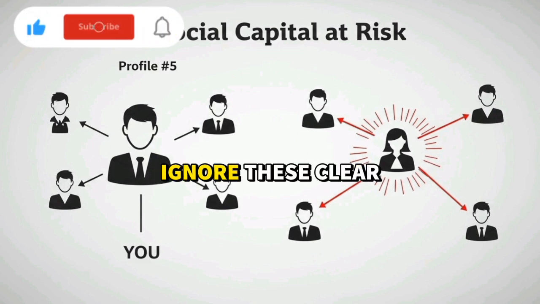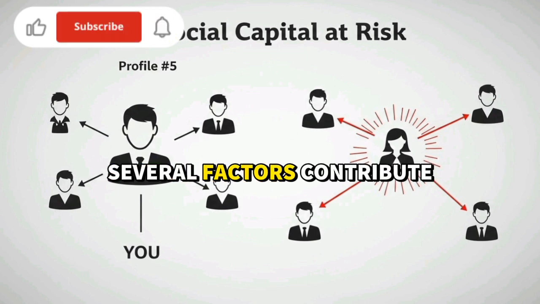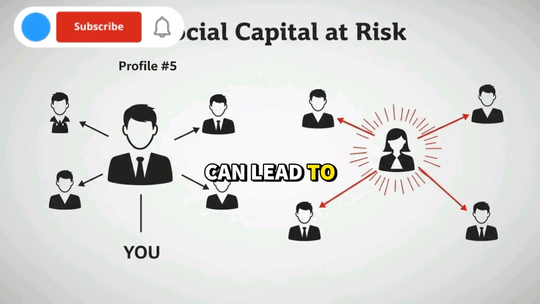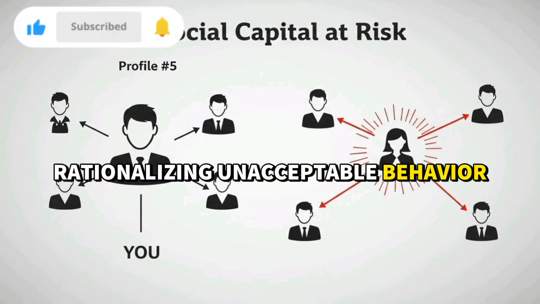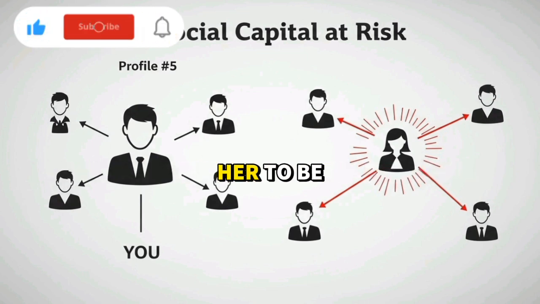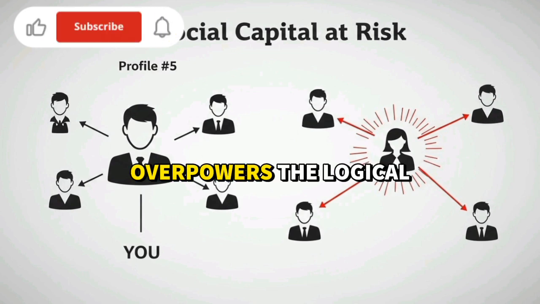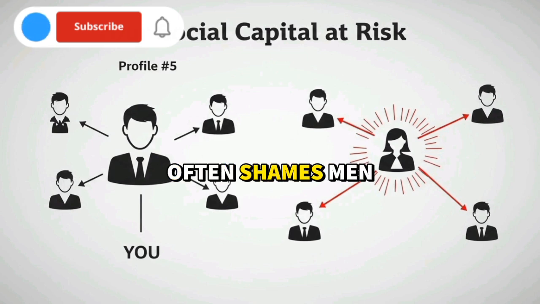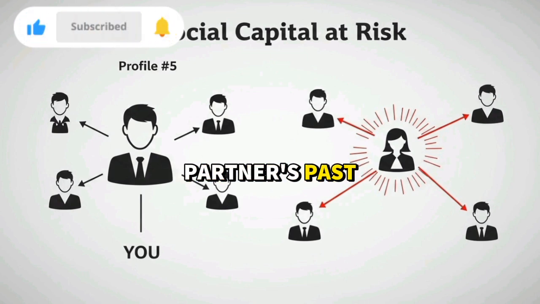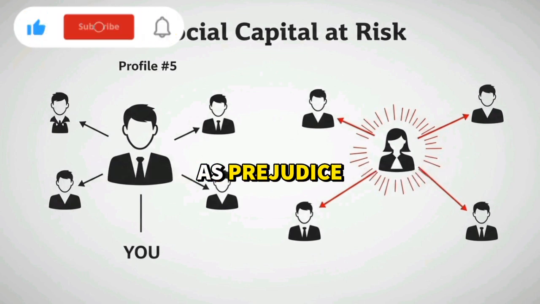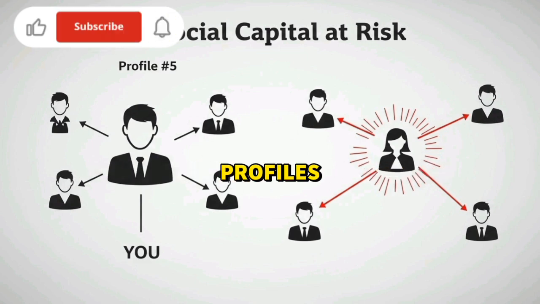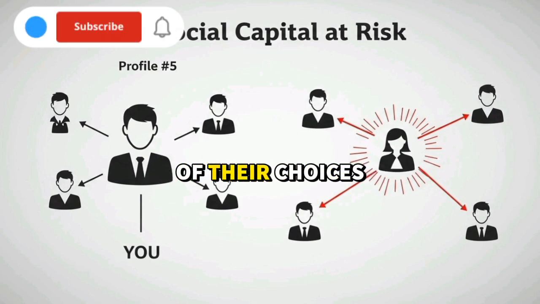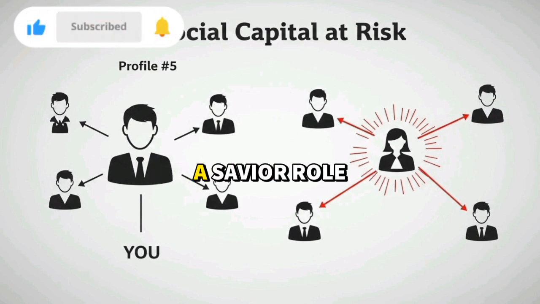Why do individuals ignore these clear indicators? Several factors contribute. Sexual scarcity mindset. Fear of losing access can lead to rationalizing unacceptable behavior. Optimistic denial. The desire for her to be the exception overpowers the logical recognition of the pattern. Cultural pressure. Modern discourse often shames men for considering a partner's past, incorrectly labeling prudence as prejudice. Manipulative narratives. These profiles are adept at framing themselves as victims of circumstance rather than architects of their choices, enticing partners into a savior role.